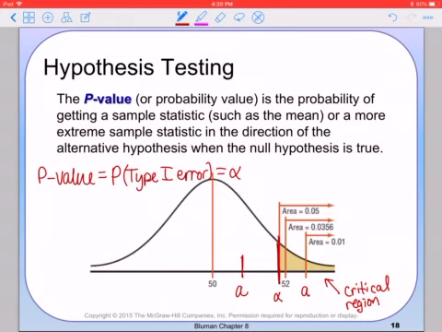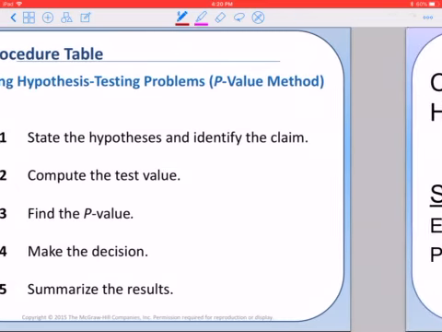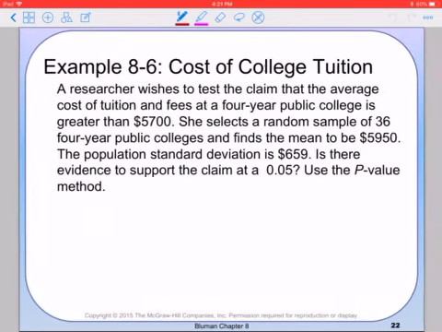All right, so we're going to work on some examples. I will keep this up here for a moment. This is how you're going to do it if you're looking at the p-value. So you still state the hypotheses and identify the claim like we were doing. And then you compute the test value, find the p-value just like we were doing, compare it to that alpha, and then make the decision. And then you want to summarize the results.